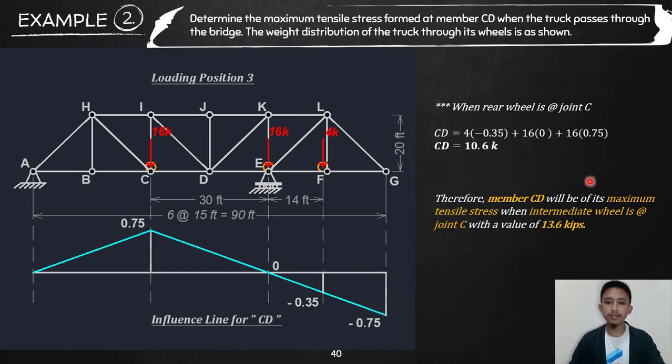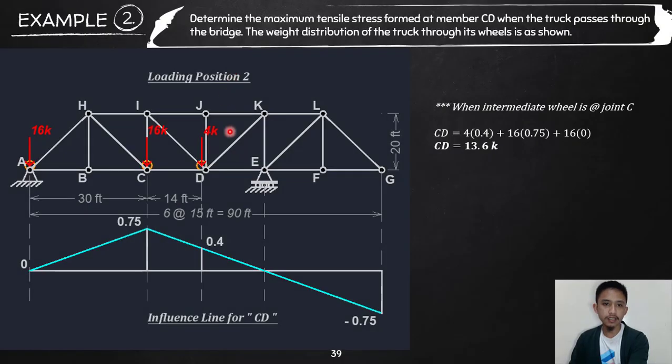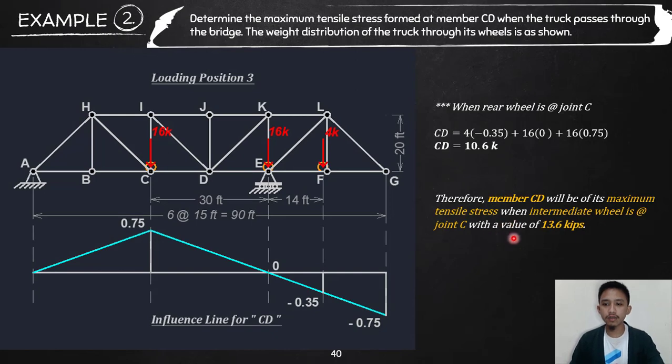we can conclude that member CD will be at its maximum tensile stress when the intermediate wheel is at joint C. That is happening in loading position 2. When your intermediate wheel is exactly at joint C, where the maximum ordinate happens, that gives us the value of the maximum tensile stress in member CD to be 13.6 kips. So that is now the application of the influence line.